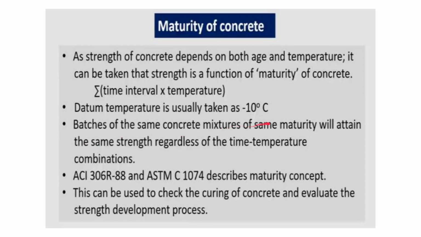So batches of the same concrete mixture of the same maturity will attain the same strength, regardless of the time temperature combination. If for a particular concrete mix the value of maturity is the same, then irrespective of the time temperature combination, more time and less temperature or less time and more temperature, the strength will definitely be the same. All these concepts related to maturity are present in ACI 306 R88 and ASTM C 1074. This can be used to check the curing of concrete and evaluate the strength development process.